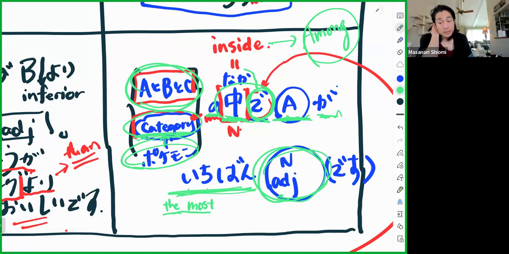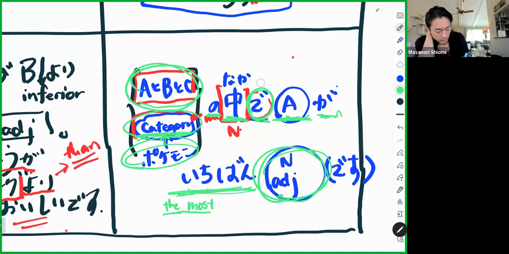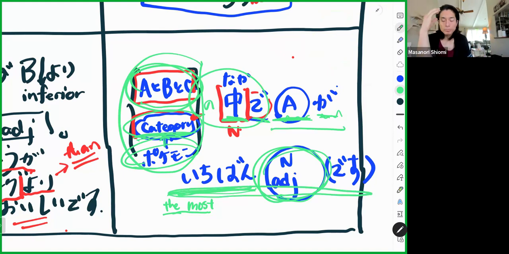Hi, that's the literal origin of this grammar point. Hope that makes sense. If that doesn't make sense or if that's too confusing, it is okay just to memorize it: whatever you're comparing with, の中で, and then A が一番 blank.